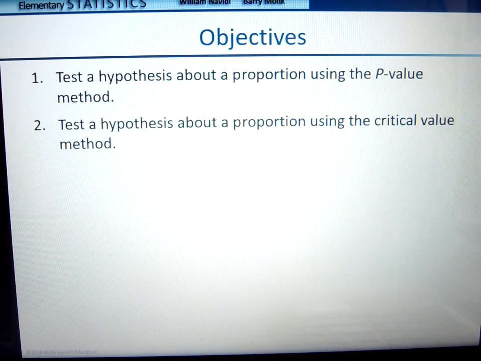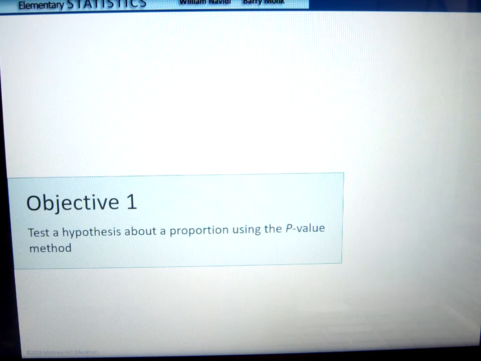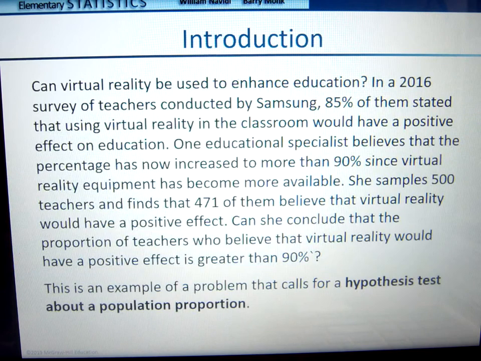Okay, hypothesis test for a population proportion. We're going to look at two objectives here: test a hypothesis about a proportion using the p-value method, and test a hypothesis about a proportion using the critical value method. So first, we're going to look at testing a hypothesis about a proportion using the p-value method.